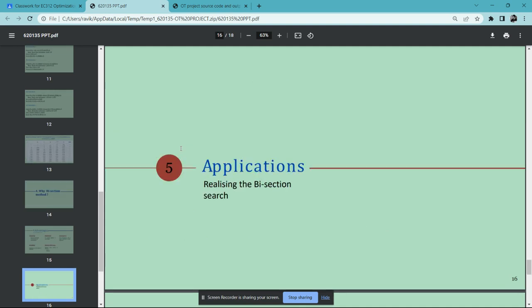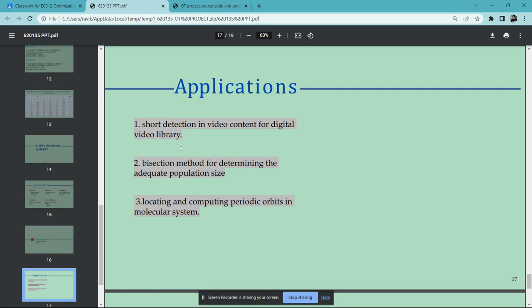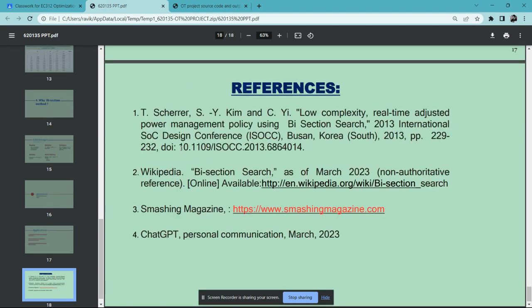And applications of the bisection search. It is also used in shot detection in video content for digital libraries, and it is also used to determine the adequate population size, and to locate and compute the periodic orbits in molecular systems. And here are the references for the bisection method.